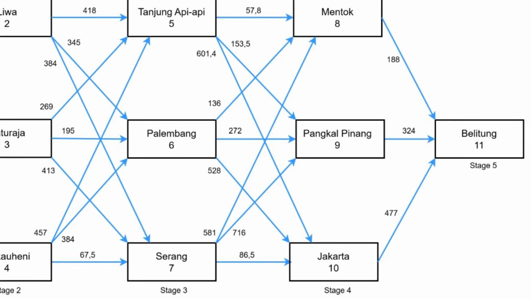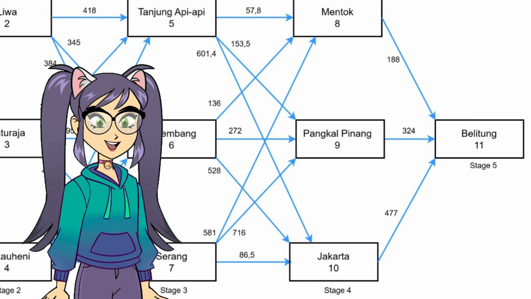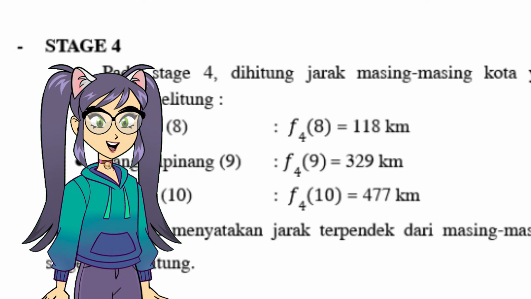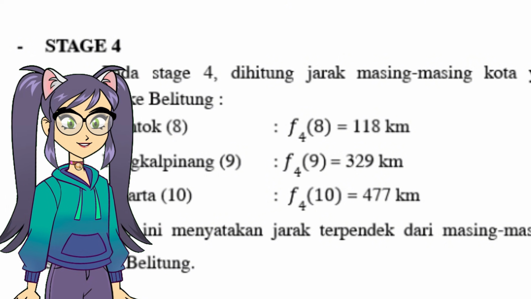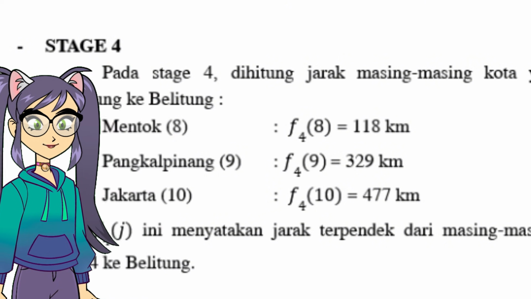Okay, now we move on to stage 4, which is the stage close to the final destination, Belitung. At this stage, all cities are directly connected to Belitung, so the minimum distance from each city can be determined without comparing multiple routes. For City 8, Mentok, the direct distance to Belitung is 118 km. Therefore, the minimum value is stored as the optimal result for the city.